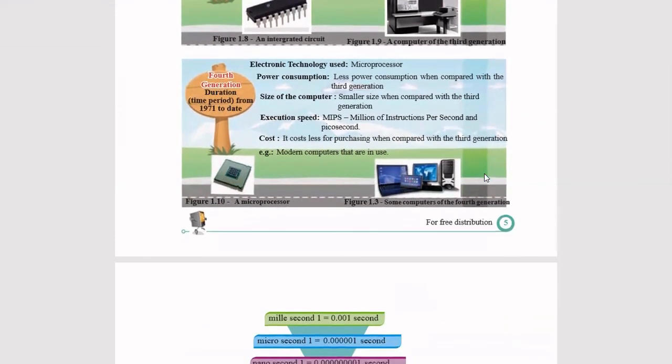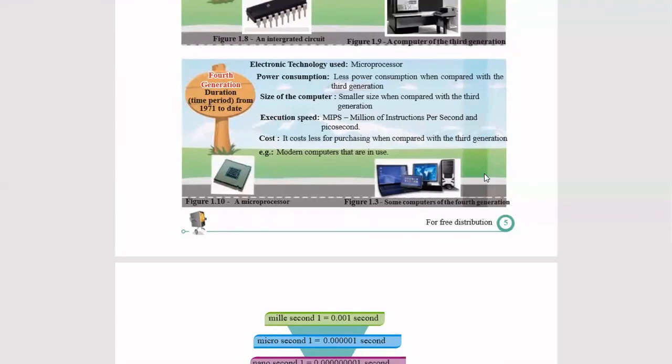Then comes the fourth generation, right? Nowadays computers, right? The duration of the time is from 1971 to today, right? So now we are using microprocessors, right? Less power consumption compared to the other three generations, smaller size, and speed is also high, and we are measuring the speed using MIPS. So these terms are very important.